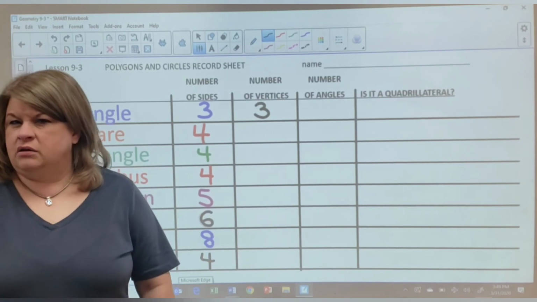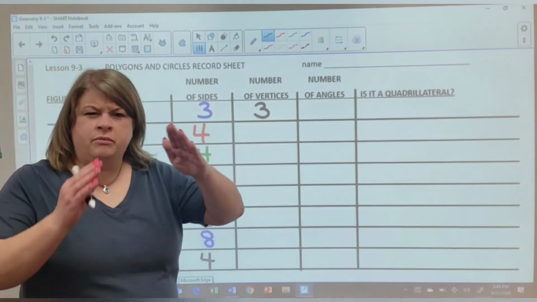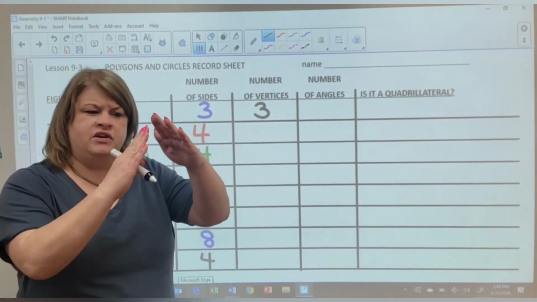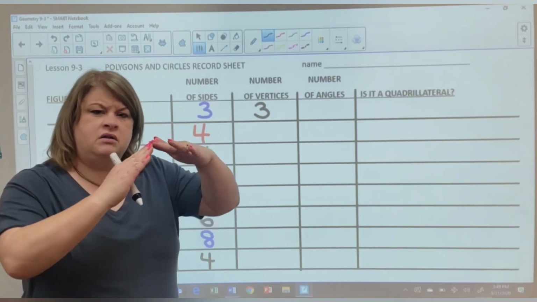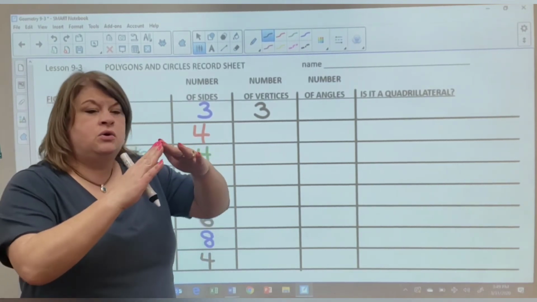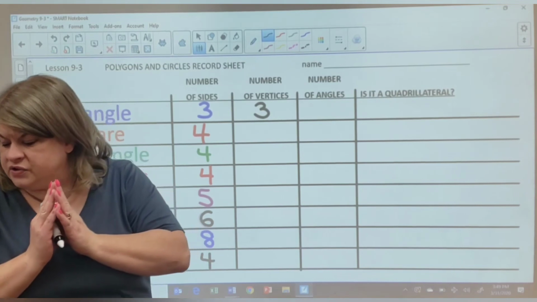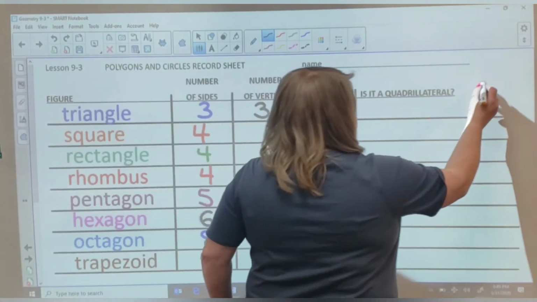Cool. Now, let's go this way. Angles. Remember, an angle is where it comes together. You could have an acute angle, a right angle, an obtuse angle. So let's count how many inside angles there are. Let me just draw a triangle right here.